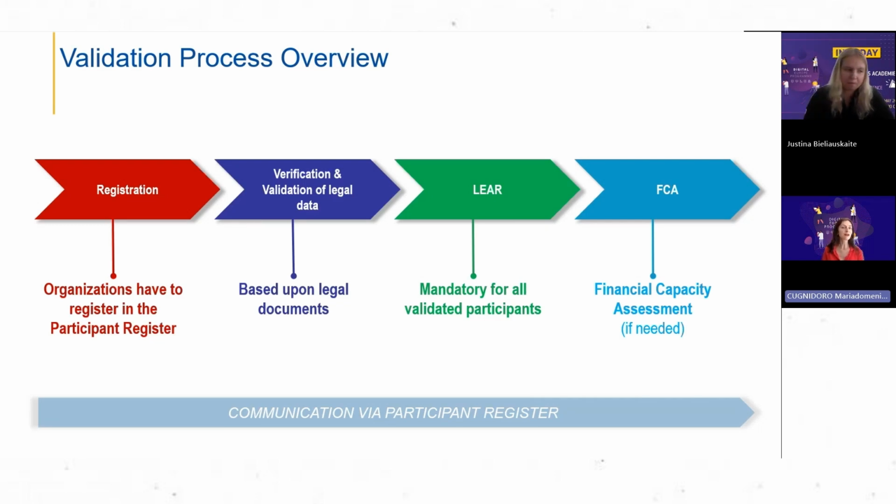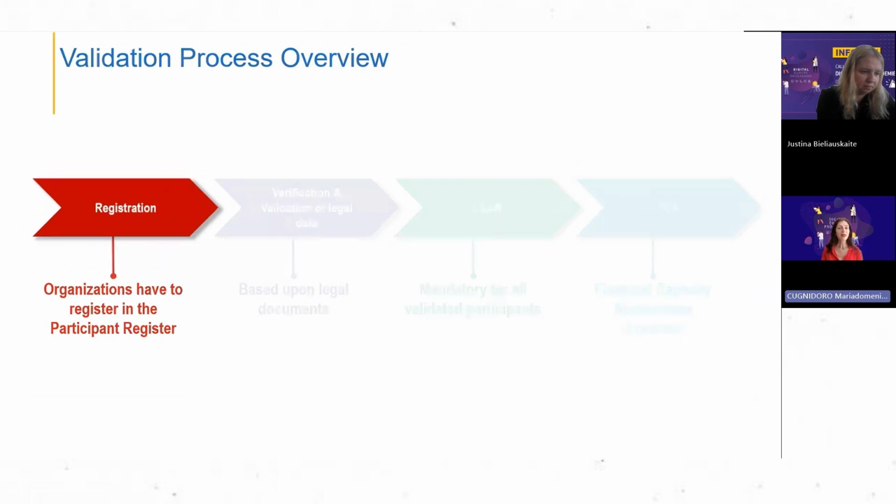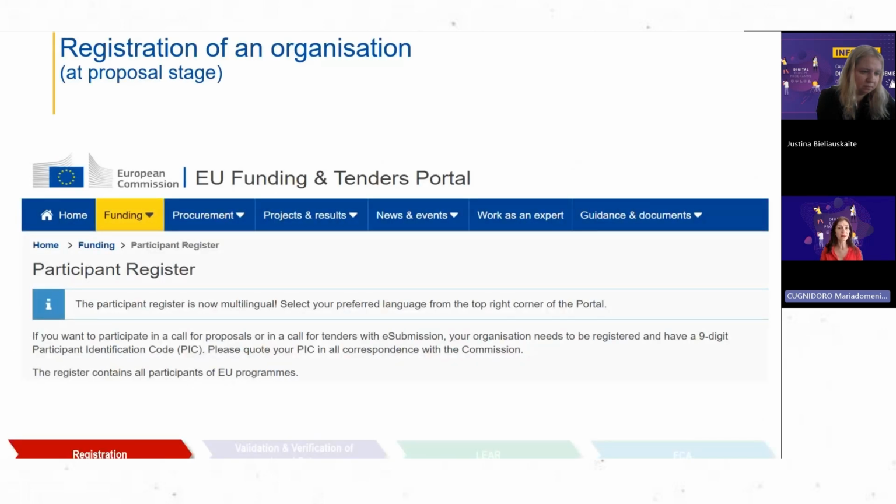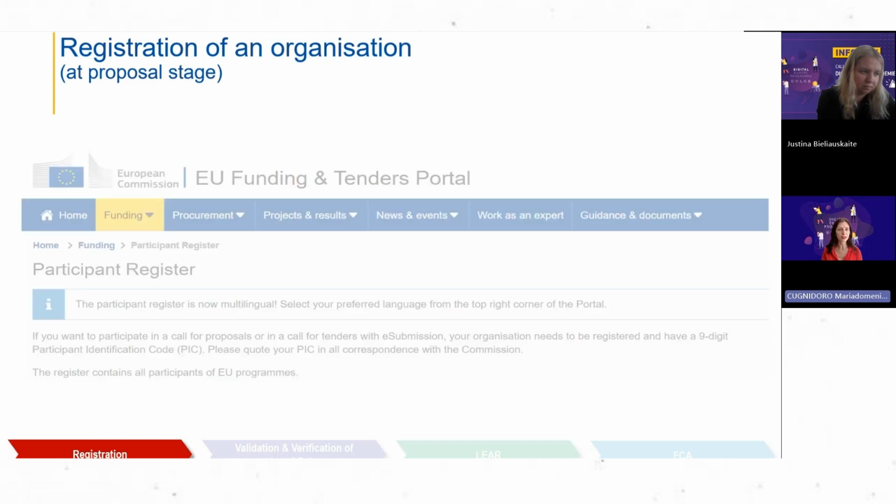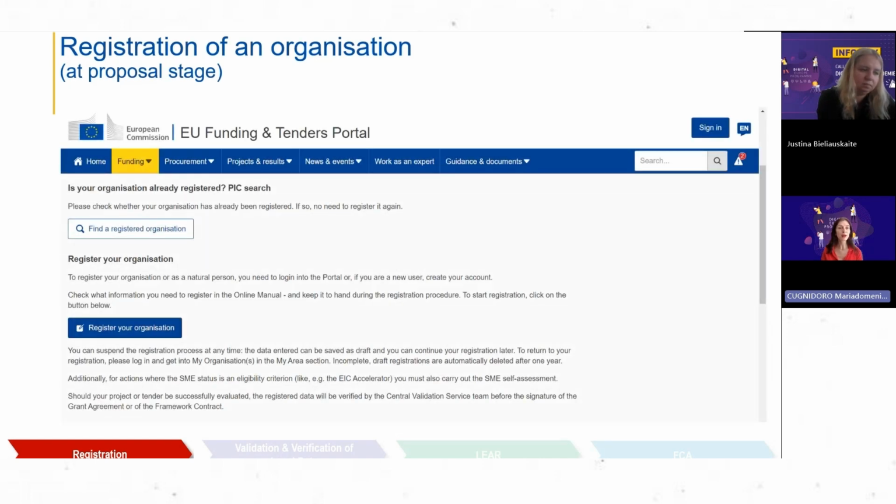The first one is the registration of your organization. As you know, registering your organization is necessary for your project participation. So any organization has to register in the participant register and get their PIC, which is the participant identification code. So let's assume that I'm an organization and I want to submit a proposal. What do I do? First of all, I go to the participant register, which is in the funding and tenders portal, and I check whether or not my organization is already registered with a PIC in the system, valid or not valid.